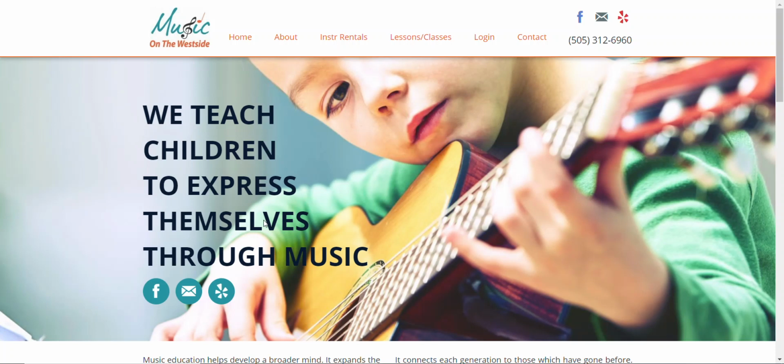If they said we teach children how to play music, well, that's certainly not as poetic, not as pretty as what's here, but the message is loud and clear to the visitor. Oh, this Music on the West Side, they're not a retail place. They're not a record store. This isn't a recording studio. They teach kids how to play music. And I think that would be fine to just come out and say that right there.